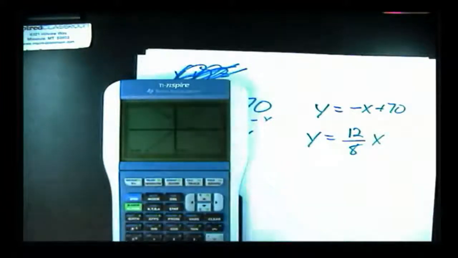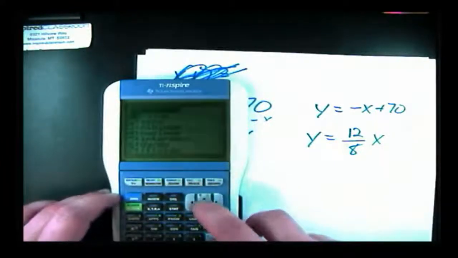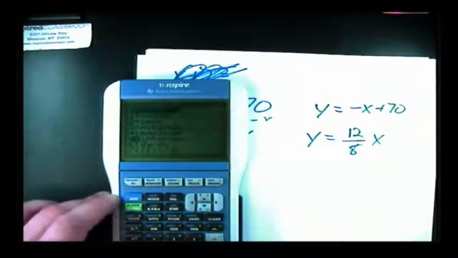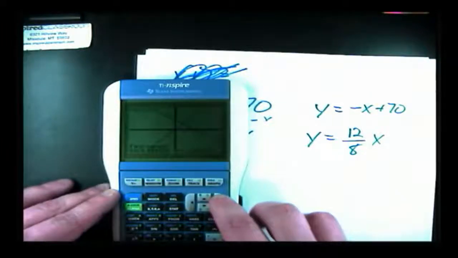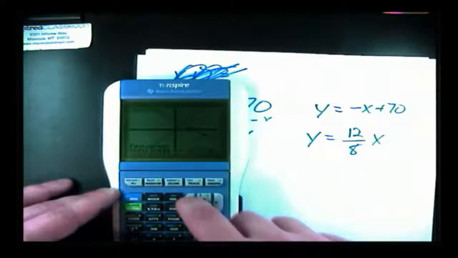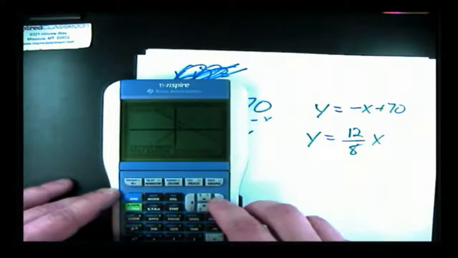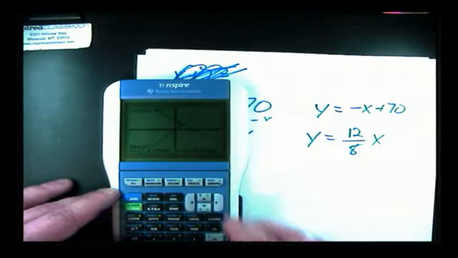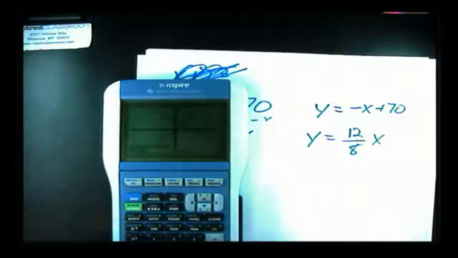So now that I've got two lines that are intersecting each other, I can find out where that intersection is. I can hit second calculate. If you scroll down to number 5 here, you'll see an intersect, and it'll ask you first curve. I'm going to tell it the first curve is right here. The second curve is right here, and then it asks you to guess. I hit right there, and it says your intersection is x equals 28 and y equals 42, and that's what we solved for.